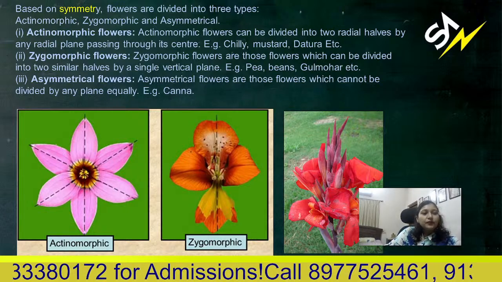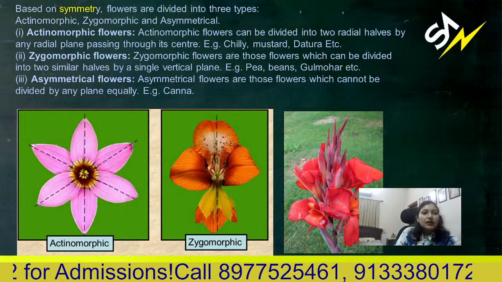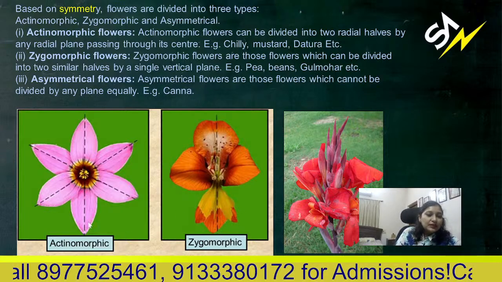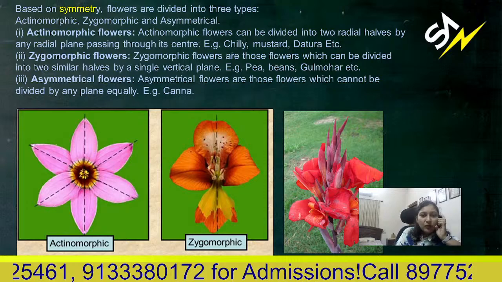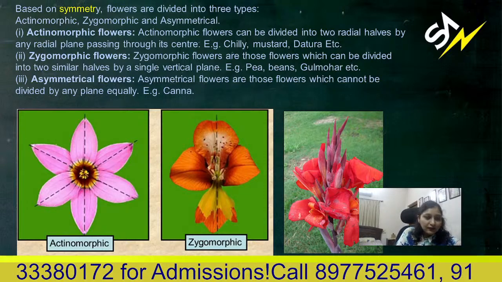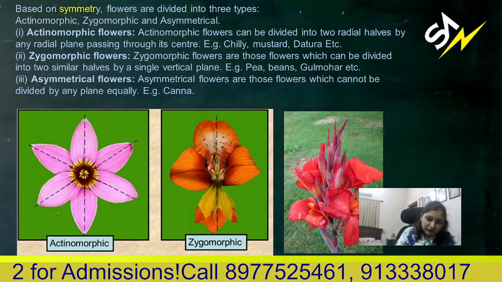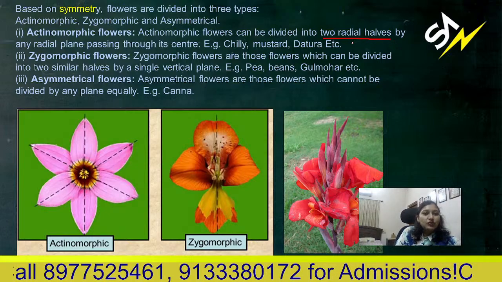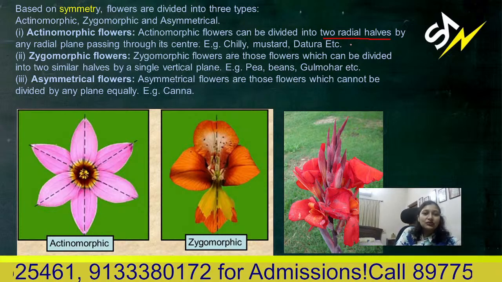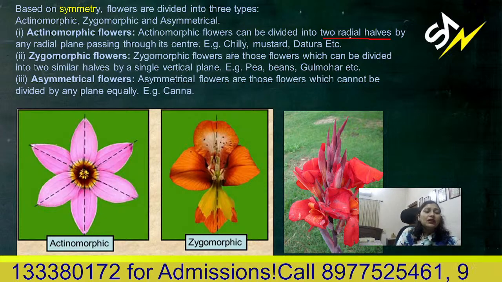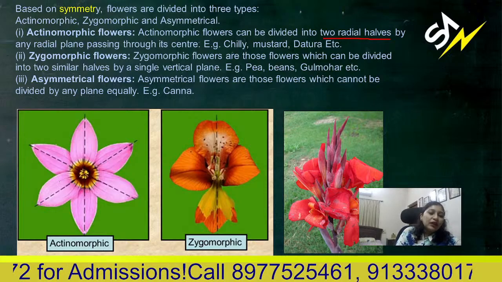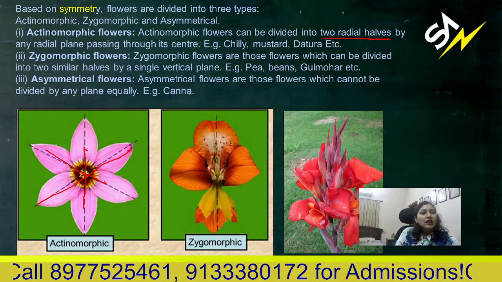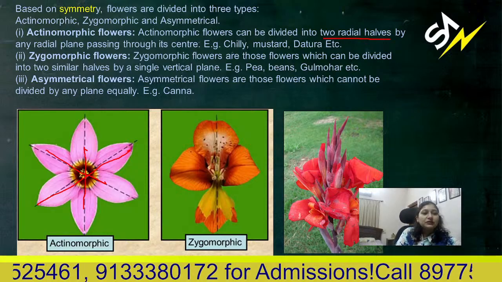Now it's about symmetry. Flowers are divided into three types based on their symmetry: actinomorphic, zygomorphic, and asymmetrical flower. An actinomorphic flower can be divided into two radial halves. If you can cut the flower into two equal halves, the condition is that the cut should pass through the center. You can cut it in any plane, like that, like this, like this, into equal halves. This type of flower is called actinomorphic flower.